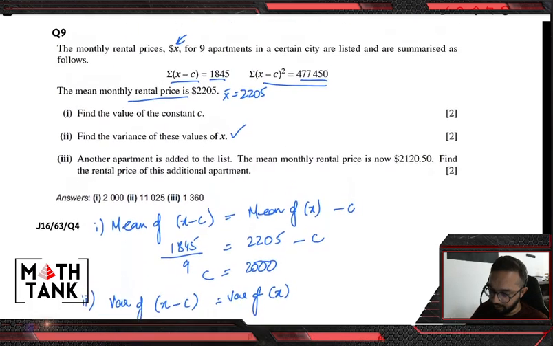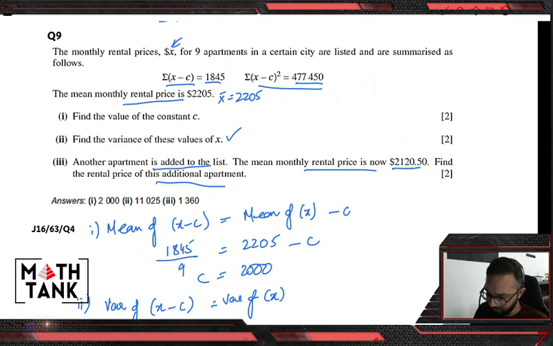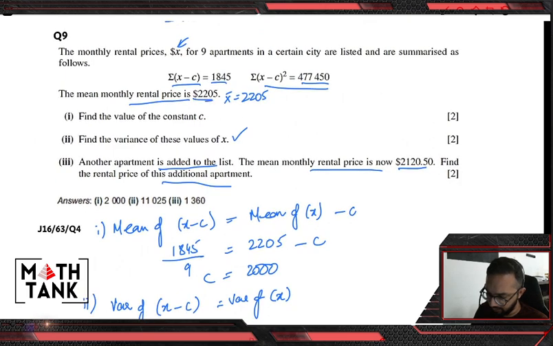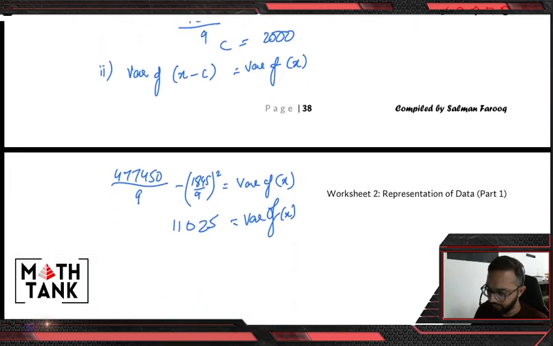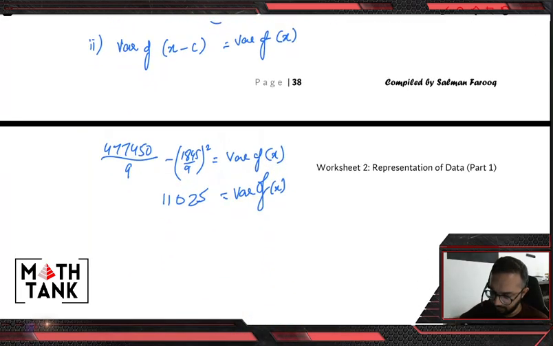Okay, then it says another apartment is added to the list. The mean monthly rental price is now 2120.5. Find the rental price of this additional apartment. So that's pretty simple. If I knew the old mean, I could just work backwards from there, calculate the sum of the original values, and then find the new mean. So I think that's a very simple question.